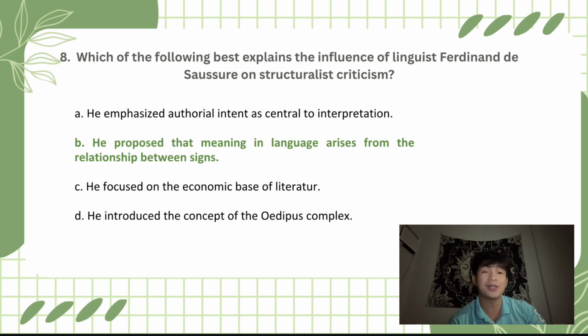Why? It is because Ferdinand de Saussure is a Swiss linguist and is considered one of the foundational figures in structural thought. His key contribution is his theory of the sign, which he defined as being made of two parts, the signifier and the signified. The signifier is the word, sound, or image, for example, the word tree. The signified is the concept or idea that the signifier represents, for example, the mental image of the tree.